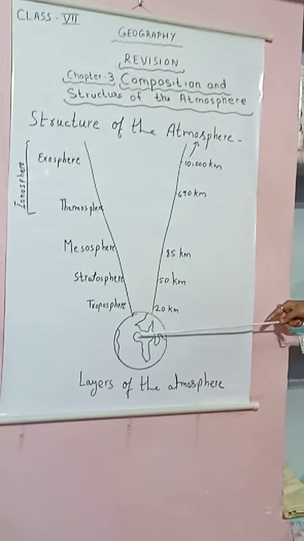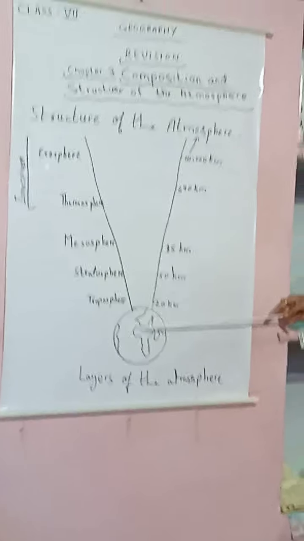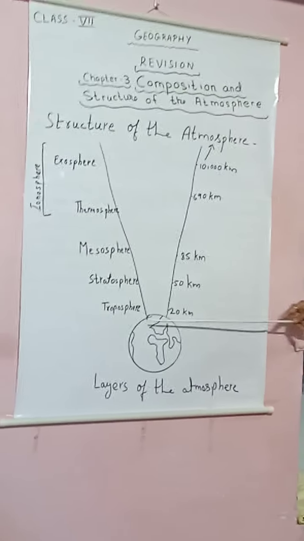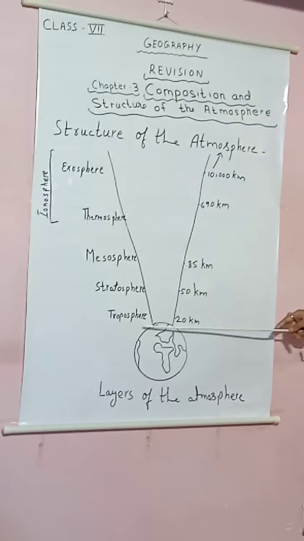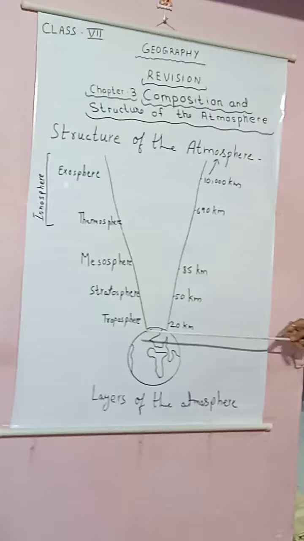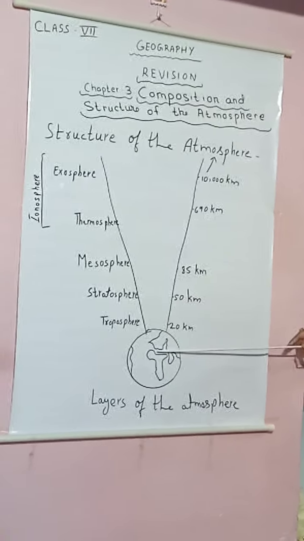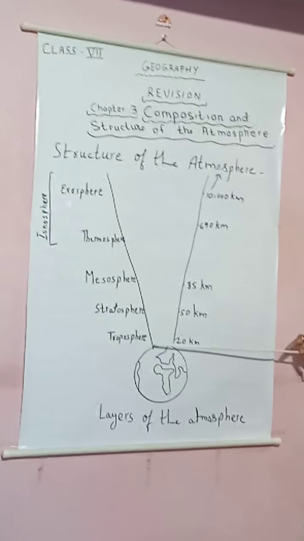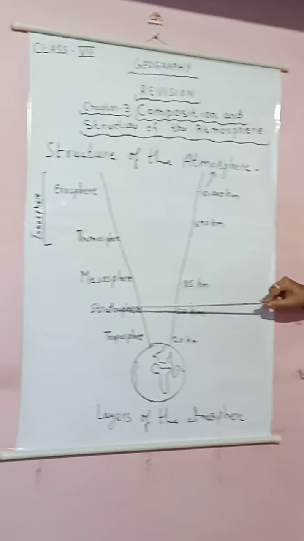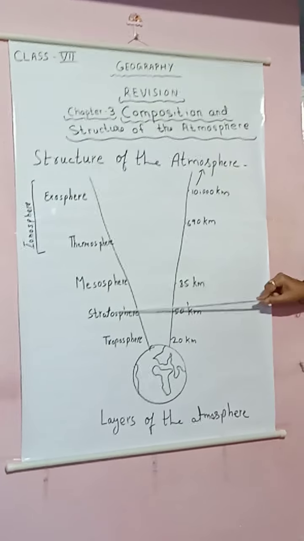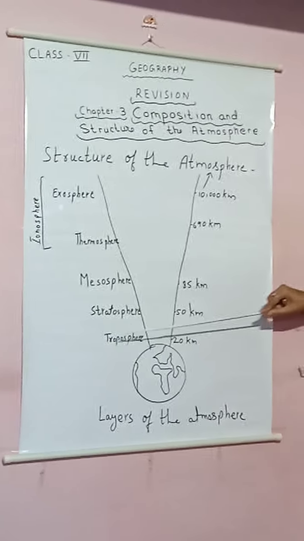All weather phenomena such as clouds, rain, storms, etc. occur in this layer. So this is also called the weather making layer. The boundary between the troposphere and the stratosphere is called the tropopause. This is the troposphere and this is the stratosphere, and the boundary between these two layers is called the tropopause.